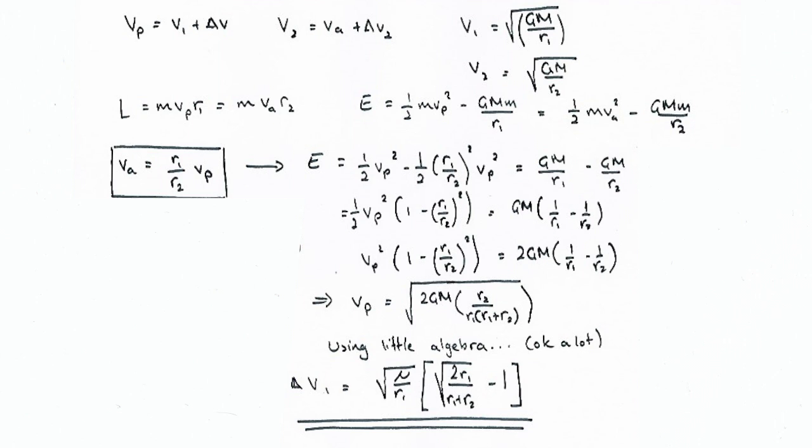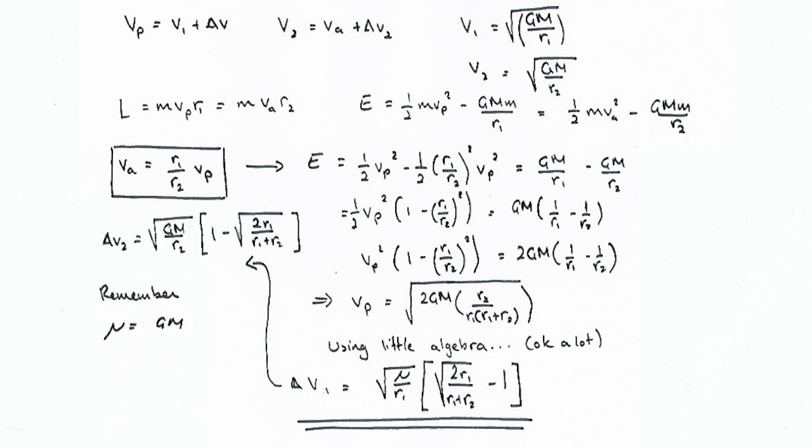Using this and the first equation, then we can get that delta V2 is equal to root mu over R2 times 1 minus root 2 R1 divided by R1 plus R2. These two expressions are the ones that we are interested in and will turn out to be useful.